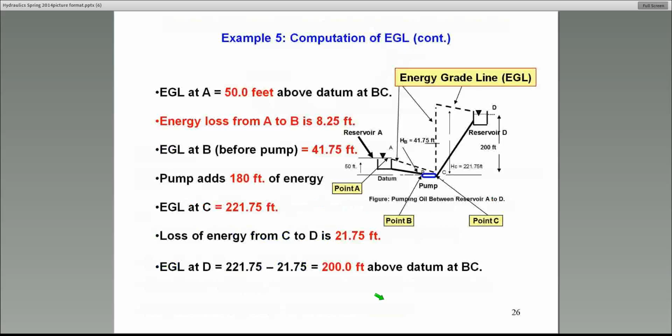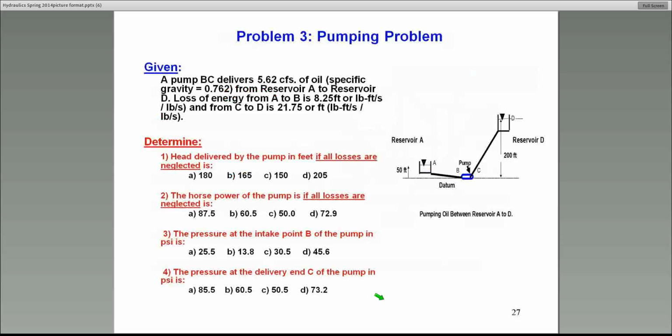Okay, moving on. And here I've taken the liberty to plot the EGL and HGL we just discussed for the same system. Please review this on your own time. And I've set up a nice problem for you to apply. I strongly recommend you work through this problem because I've had previous participants run into some problems. I'll be happy to answer any questions. You can email me, particularly this number 3, because this asks for basically the pressure intake at point B.